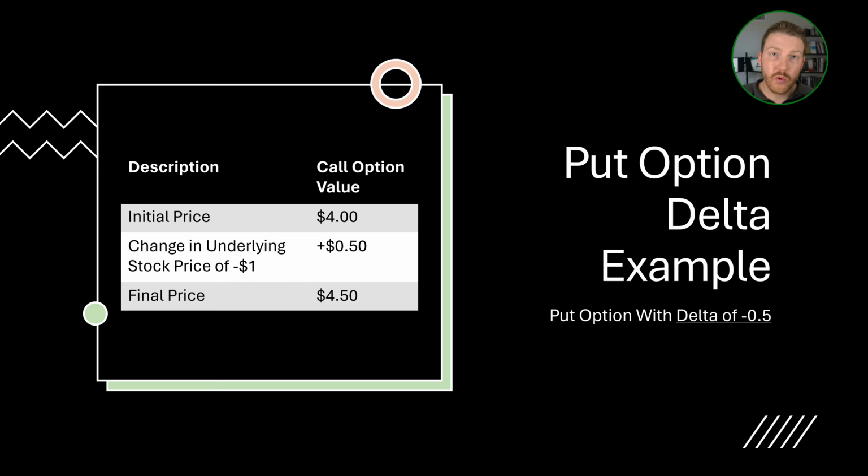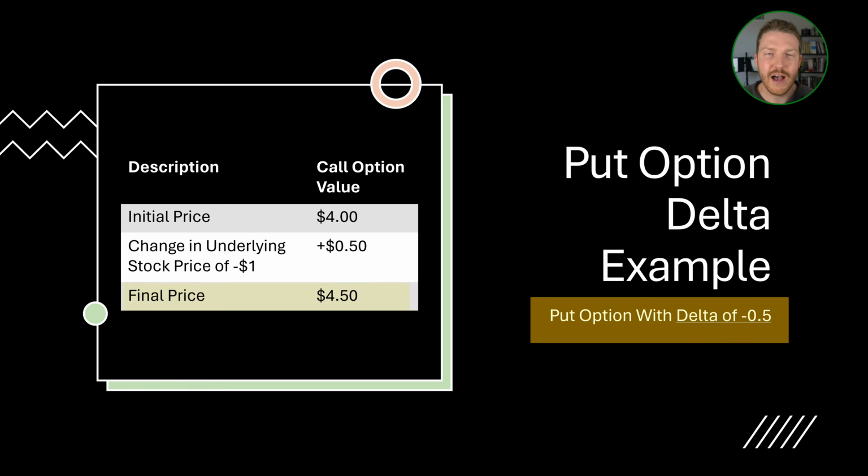$3.50. But what if instead of the underlying stock price going up $1, it actually fell $1? Well, then our put option should become more valuable. In that case, the put option's price would go up by 50 cents, and we would have a final put option price of $4.50 because of that negative 0.5 delta.